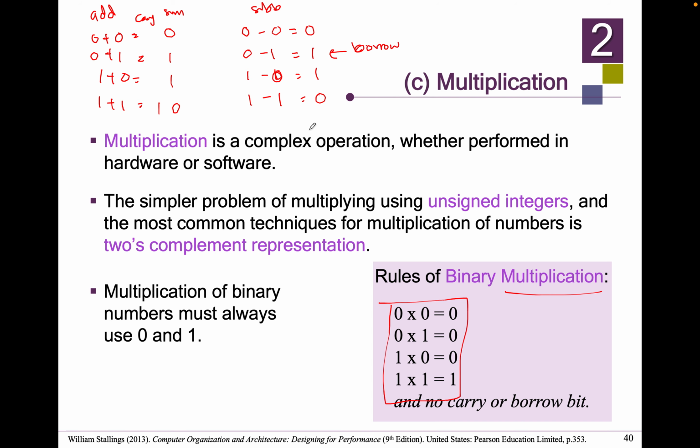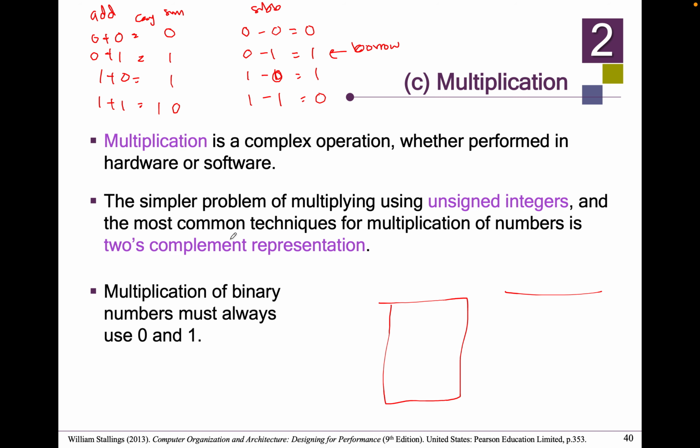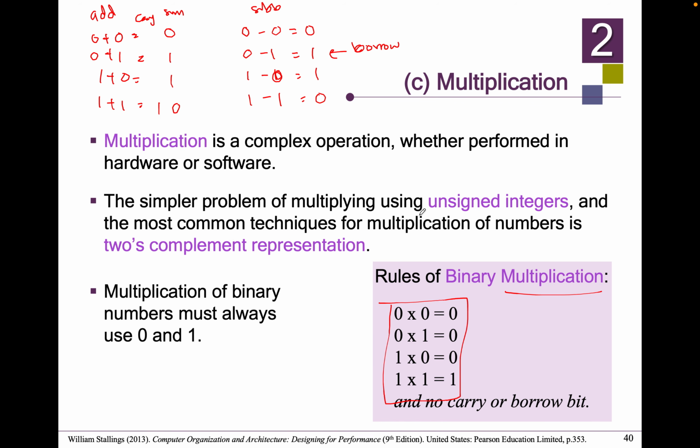Okay, so this is our subtraction table. And now we have multiplication. We have another table for multiplication. 0 times 0, you're going to get 0. 0 times 1, you get 0. 1 times 0, you get 0. 1 times 1, we got 1. You can see whatever number you multiply with 0, you will get 0.